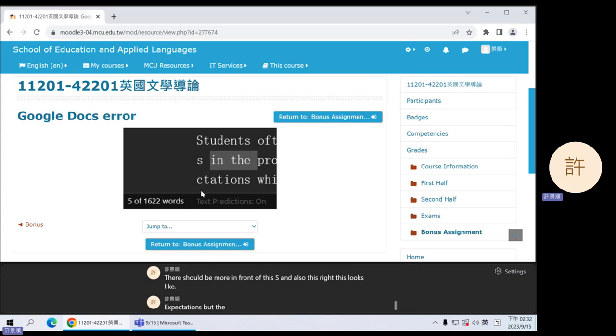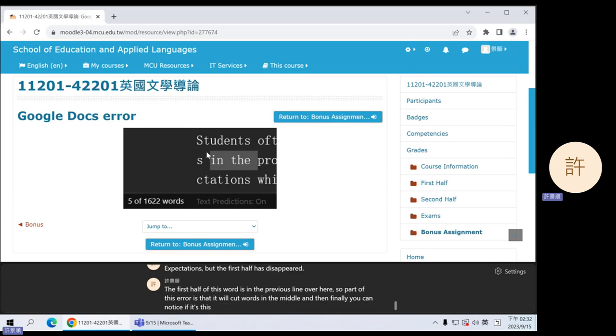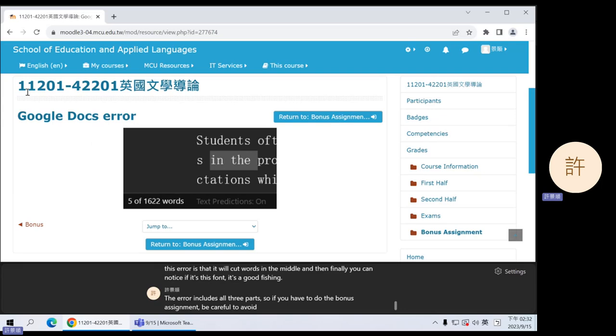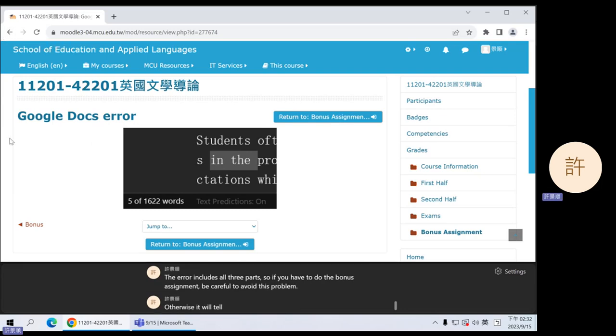And also this, right? This looks like expectations, but the first half has disappeared. The first half of this word is in the previous line over here. So part of this error is that it will cut words in the middle. And then finally, you can notice if it's this font, 这个字型. The error includes all three parts. So if you have to do the bonus assignment, be careful to avoid this problem. Otherwise, it will tell you you wrote 1,000 words, but in fact, you only wrote 200.